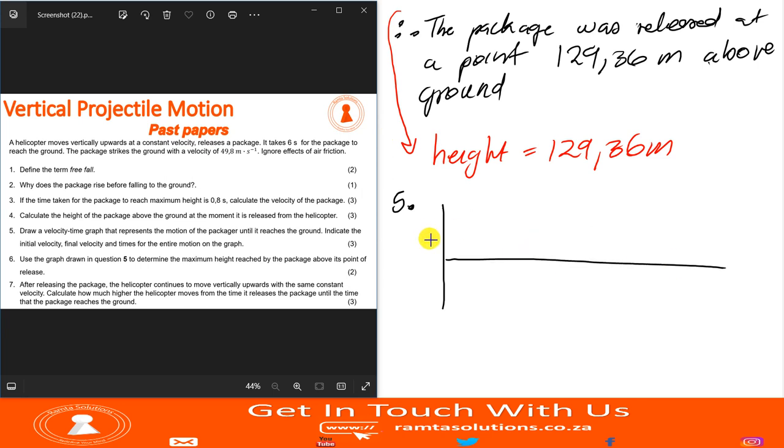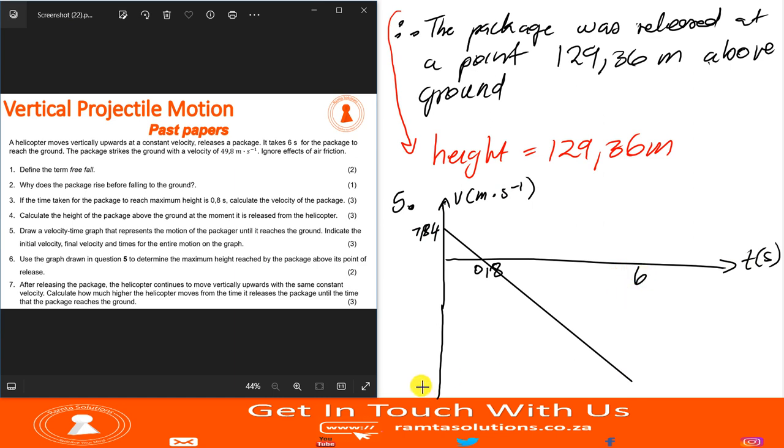So what is our initial velocity? I believe it was, let me go back, it was 7.84. This is velocity in meters per second, and this is time in seconds. It takes 0.8 seconds to reach maximum height, and then it takes 6 seconds to reach the ground.